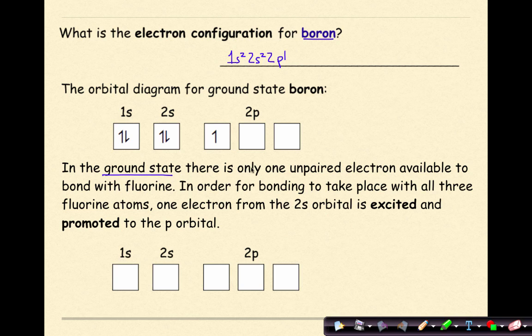In the ground state, there is only one unpaired electron available to bond with fluorine. In order for bonding to take place with all three fluorine atoms, one electron from the 2s orbital is excited and promoted to the p orbital. So our orbital diagram would look like this: 1s2, 2s1, 2p1, 2p2, where we had an electron from 2s get excited and move up to 2p.